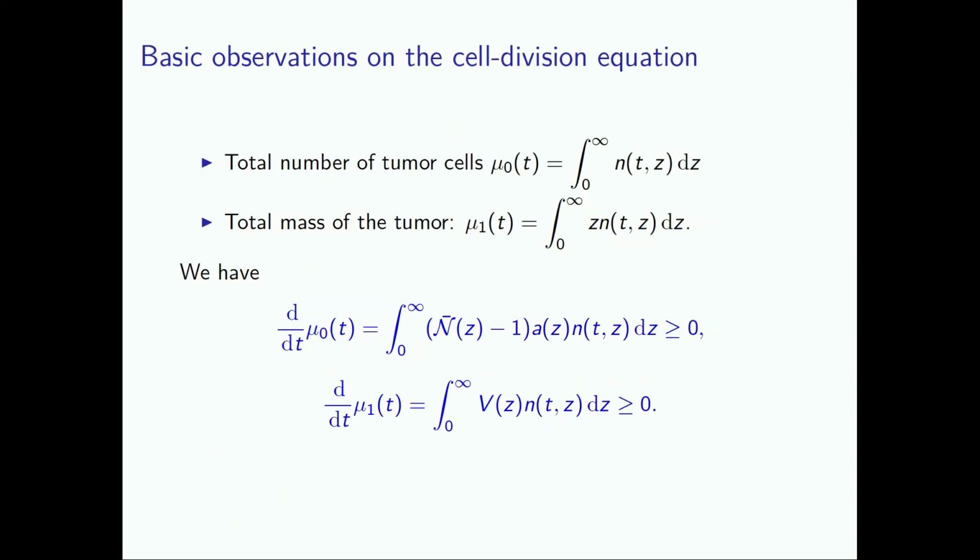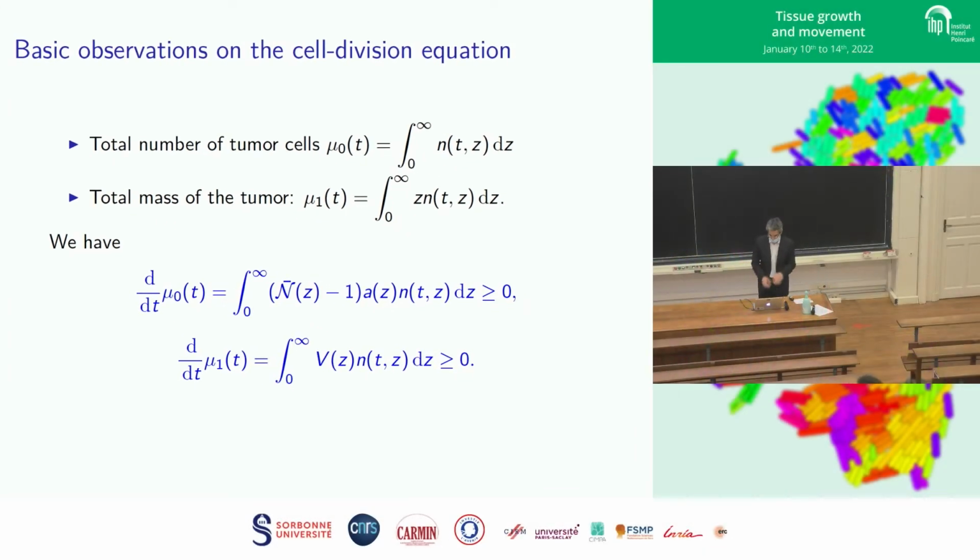So this leads to introduce two macroscopic quantities, if you wish: the total number of tumor cells, which is just the 0th order moment of n, and the total mass of the tumor, which is the first order moment of n. If you look at the evolution of these two quantities, the total number of cells is a non-decreasing quantity, and it increases because of the division mechanism. The total mass is also a non-decreasing quantity, and the fact that it can increase is due to the growth rate, but it has nothing to do with the division mechanism. So it is the combination of the two, division and growth, that changes the mass and the number of cells.